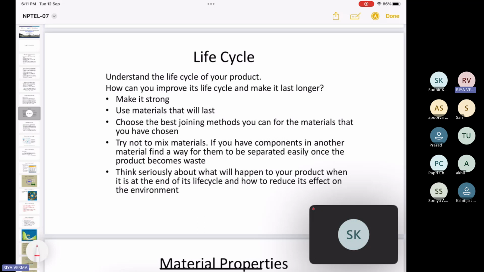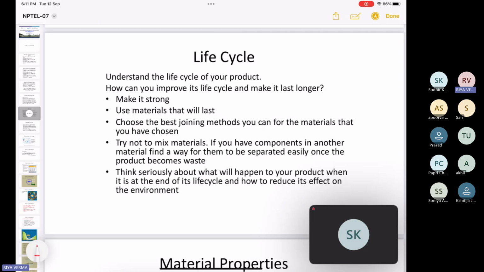Choose the best joining methods you can for the materials that you have chosen. For example, if you are making any furniture product or any other product, we have different components that need to be joined together to form the finished product. So we should use the best method of joining, so that the material can last for a longer period of time.